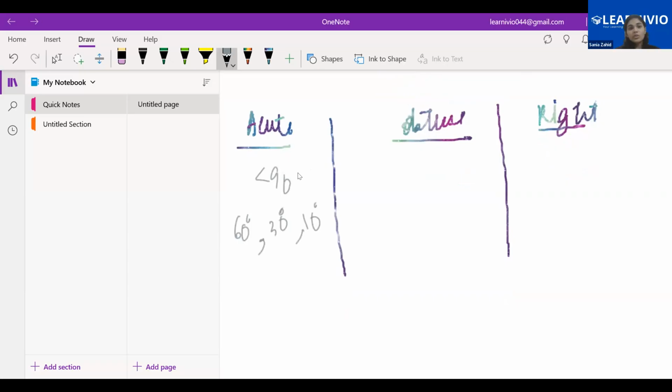Fine. Now, what are obtuse angles? All the angles that are more than 90. For example, you have 100 degree, then you have 180 degree, you have 120 degree. All these angles are more than 90, so these are obtuse angles. What are right angles? The angles which are equal to 90 degree. So, a 90 degree angle is also known as right angle.